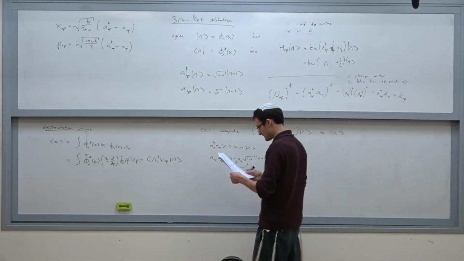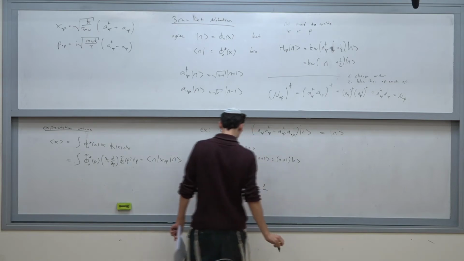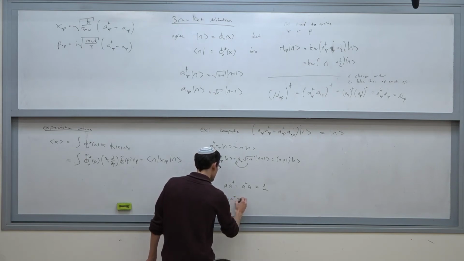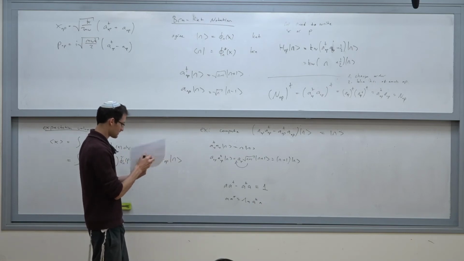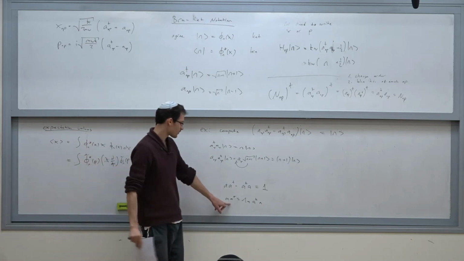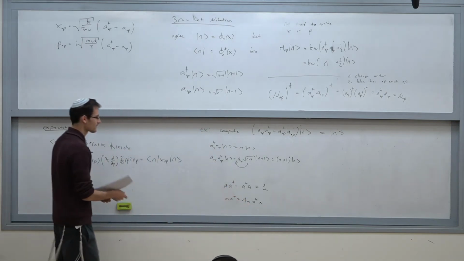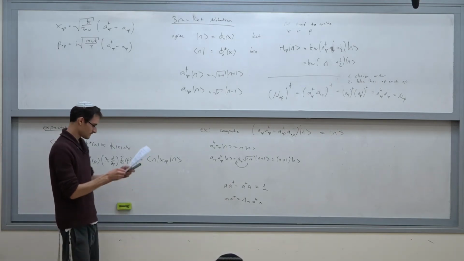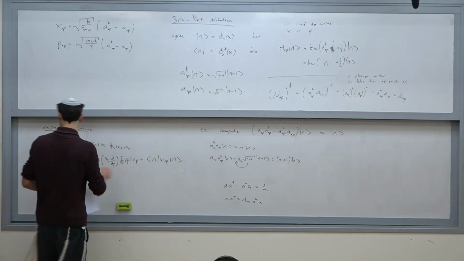So what we have, I'll write the conclusion, is A A dagger minus A dagger A equals 1. Or A A dagger equals 1 plus A dagger A. So you see that this thing which is not the number operator is actually 1 plus the number operator. So it matters if you lower first or raise first. That's basically my point. Questions about this? Right, very good.